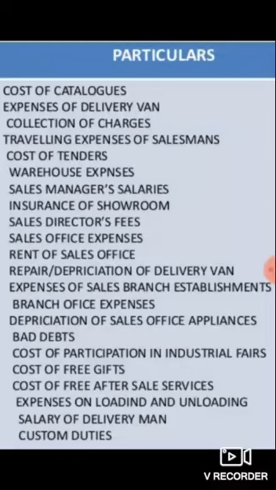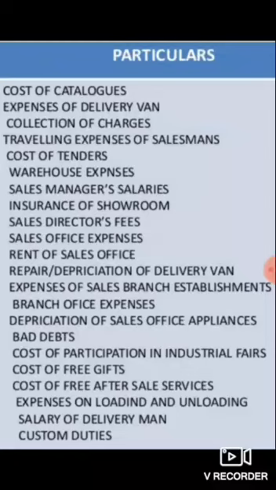And bad debts. So if the company is providing credit sales, there will be bad debts. So the bad debts are added under selling and distribution expenses. Cost of participation in industrial fairs. So those are those expenses. And cost of free gifts. To increase the sales, if the company is providing any gifts, those costs are added under selling expenses. And cost of free after sales services.